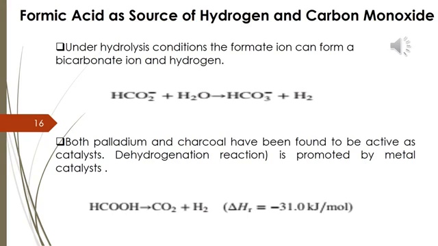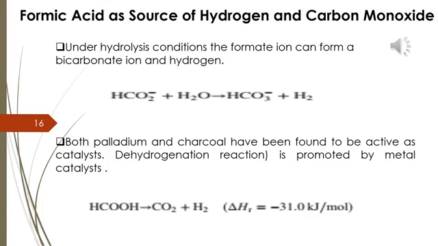Dehydrogenation reaction. So the formic acid dehydrogenation reaction is promoted by metal catalyst. Palladium and charcoal both can be used for dehydrogenation. The reaction you can see below: formic acid is giving carbon dioxide and water, and heat is being evolved in this reaction, and that is 31 kilojoule per mole. So formic acid is just being dehydrogenated and converted into carbon dioxide and water.